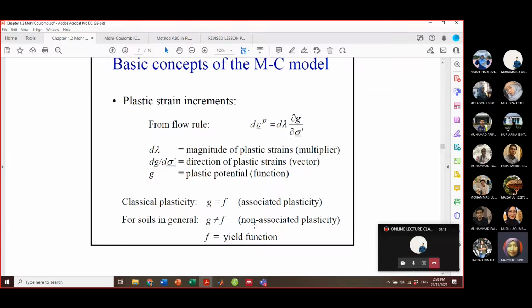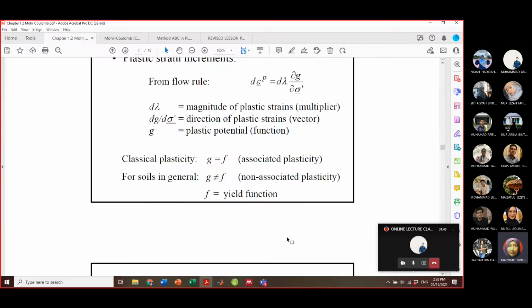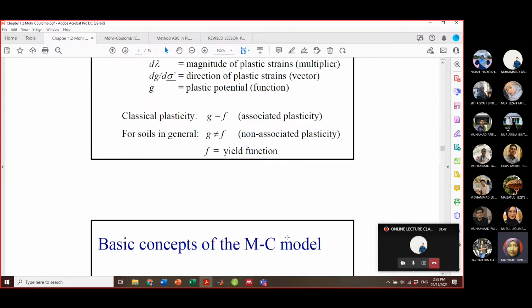The other thing is that if you want to know whether you have an associated or non-associated flow rule, you can look at the value of the internal friction angle and also the dilatancy angle. If you take the dilatancy angle equal to the internal friction angle, we have the sample as an associated flow rule. Vice versa, if the dilatancy angle is not equal to the internal friction angle, that is a non-associated flow rule. So what are the effects?